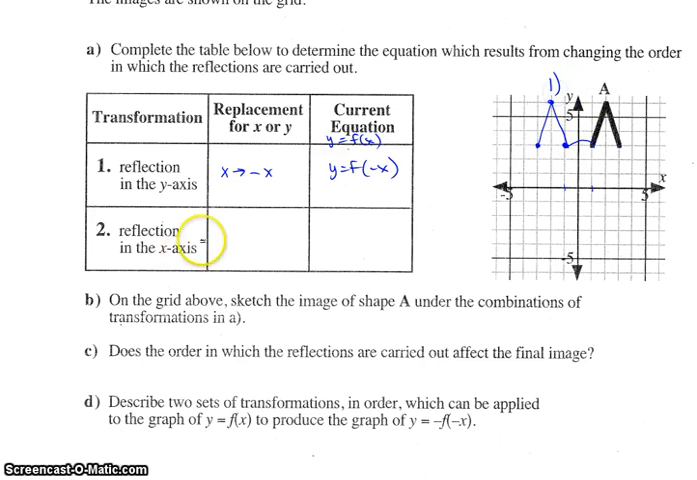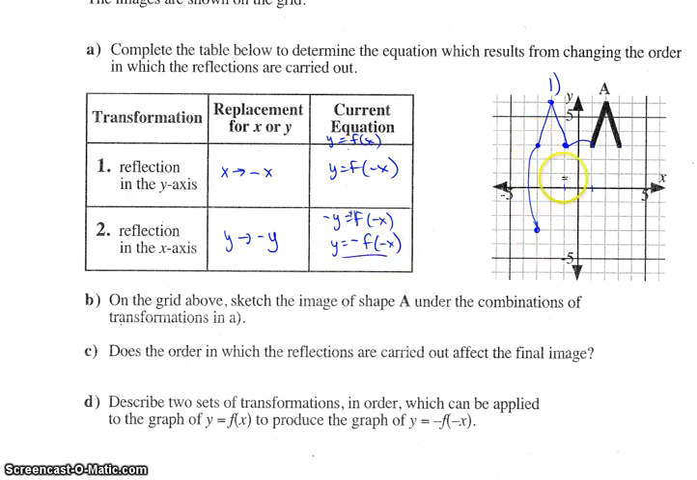Now, reflection in the x-axis. If we reflect this in the x-axis, the coordinate that changes sign now would be the y-coordinate. So y is replaced with negative y. So in the equation, we'd have negative y equals f at negative x, or let's divide both sides by negative. Imagine there's a 1 in front of this f of x. So that would now become negative 1. And there's our equation.